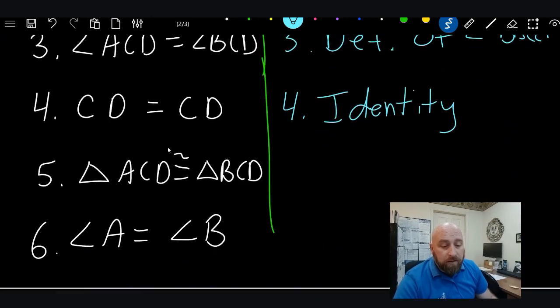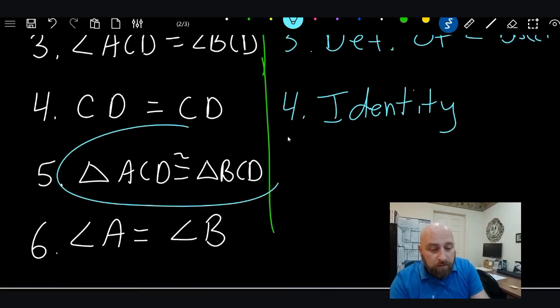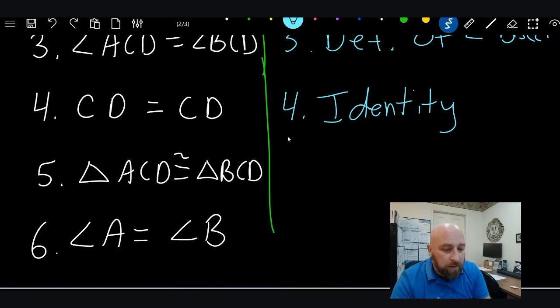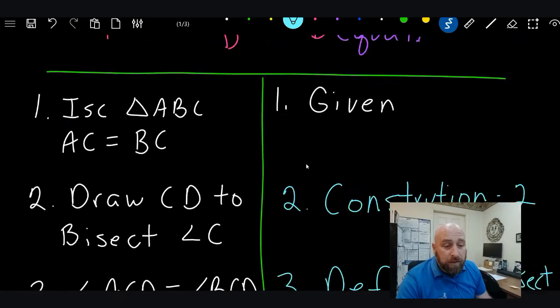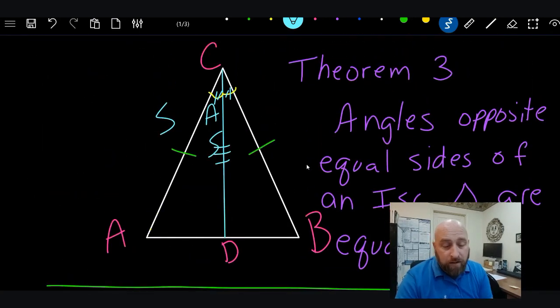So if we come down here, the next thing that he proved was congruency. And what would be our reason for the congruency? It would be side angle side. You could write theorem 1 there if you want. I'd rather you write side angle side. Don't write theorem 1. Forget I said that. Next, number 6. The last thing is that angle A equals angle B. Now, we haven't proved that yet.